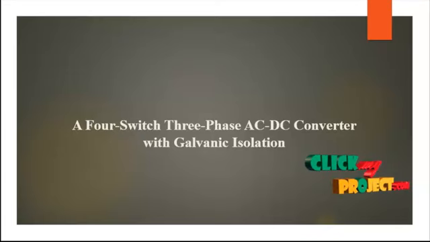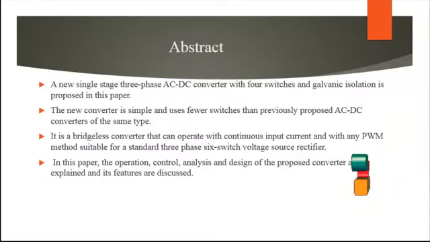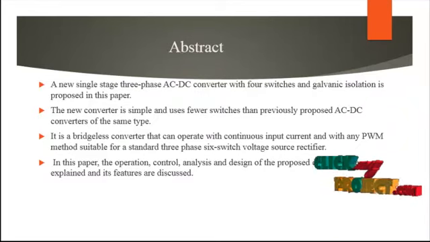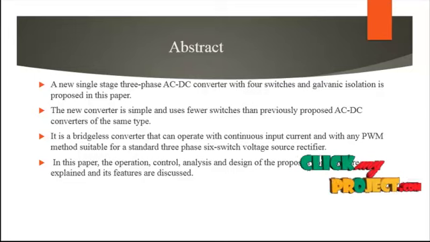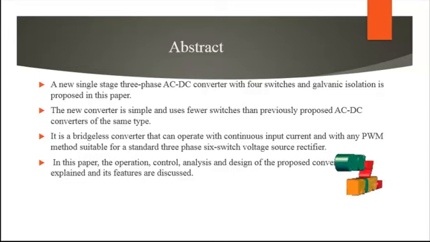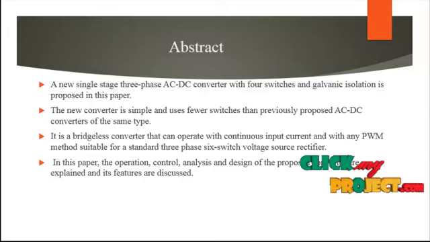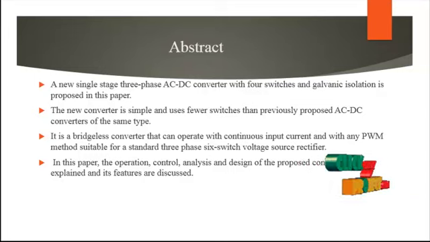Now we are going to discuss the product, a 4 switch 3 phase AC to DC converter with galvanic isolation. Next we are going to discuss the abstract of our product. In the proposed system we use the 3 phase AC to DC converter for 4 switches with galvanic isolation. This AC to DC converter is in general for 3 phase, but we introduce a new technique for galvanic isolation. The isolation is nothing but one type of transformer, which we introduce in this paper.